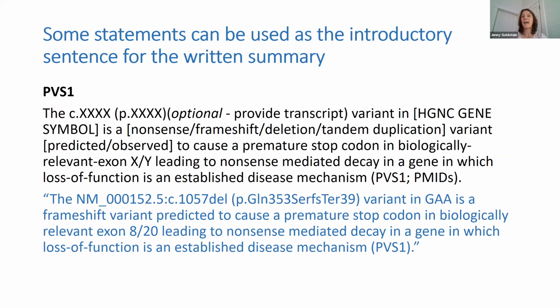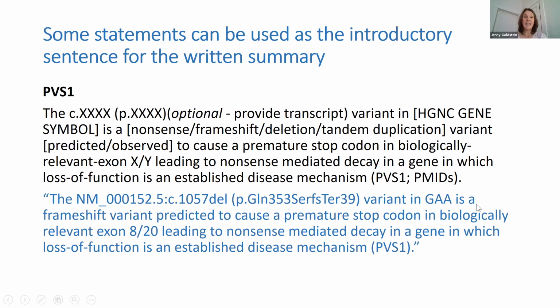As I mentioned before, when we have the final written summary, it's nice to have a sort of introductory sentence for that summary. So we tried to incorporate that in different codes as we went through it, so that it could simply be copied and pasted into your final written summary. As an example, for PVS1, the statements that we have for PVS1 can actually be used as the first sentence of the written summary for that variant. So this is an example where you can use the transcript ID if you wish. It was optional, but this is an example. So this is the NM number for GAA, the cDNA change, the protein change.